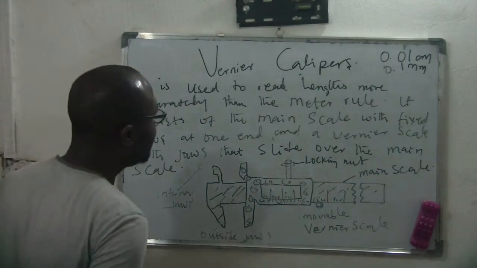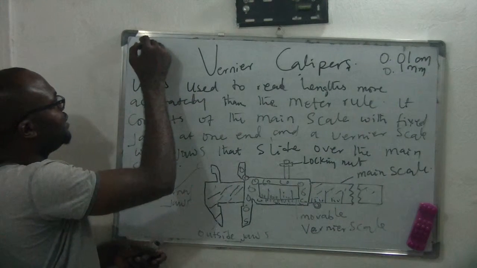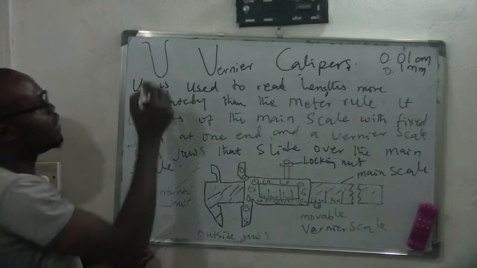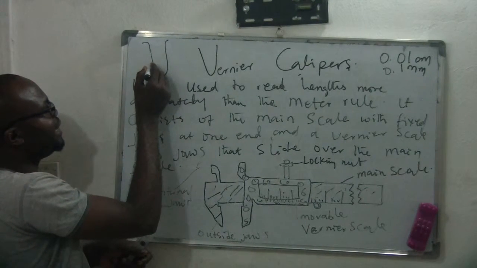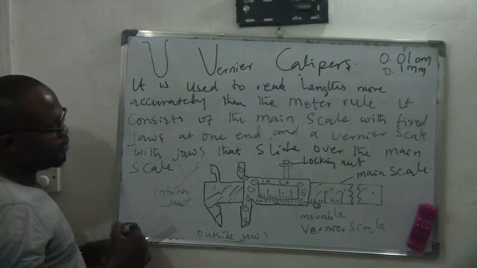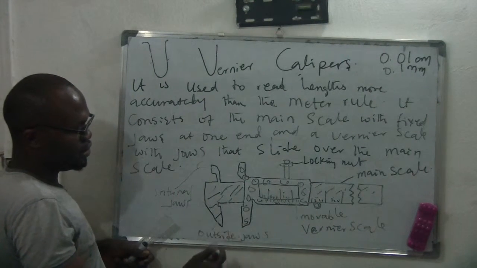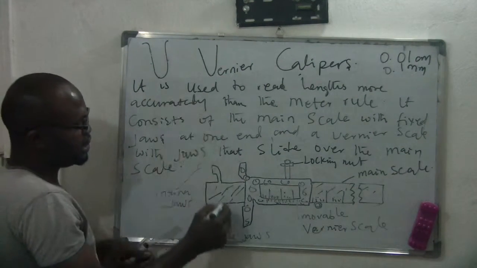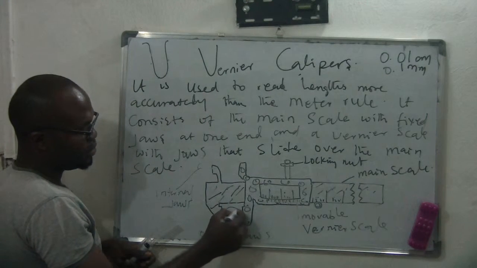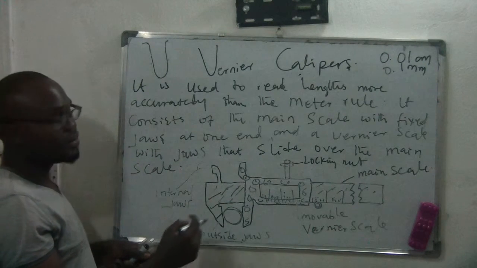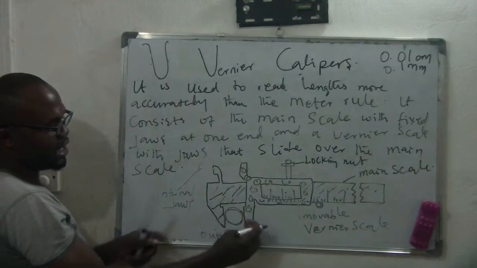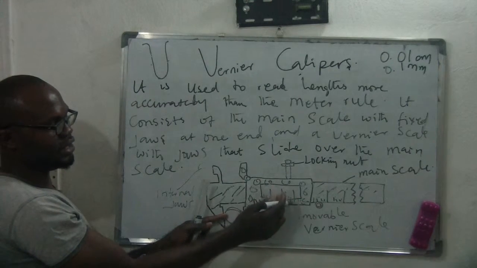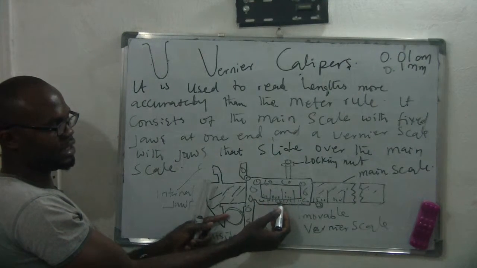Yes. Now, if you want to measure, let's say this is a tube. You want to measure the distance between here and here. You have to measure with the outside jaw. Is that clear? Yes. This is the outside jaw. You just put this thing here. When you take this tube, you put it here and use the two jaws to close it up. You can now take the reading by taking the reading of the main scale plus that of the vernier scale.